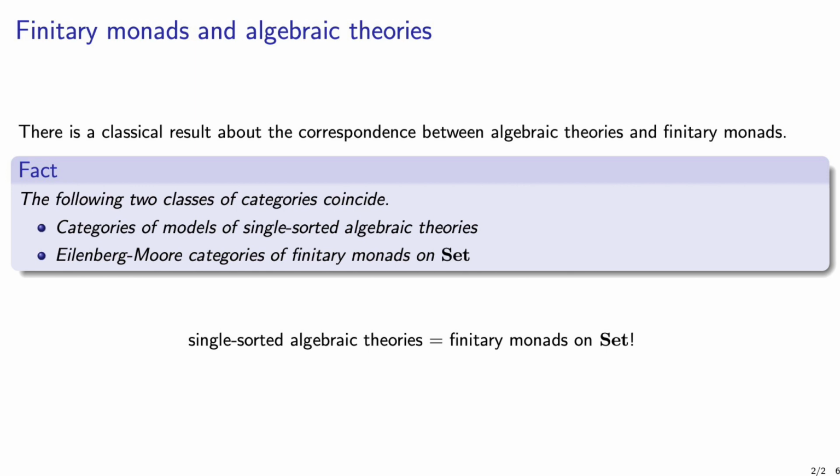Algebraic theories are closely related to finite monads on the category of sets. Categories of models of algebraic theories can be characterized as finite monadic categories over Set. Roughly speaking, single-sorted algebraic theory equals finite monads on Set. This is an important slogan throughout today's talk.